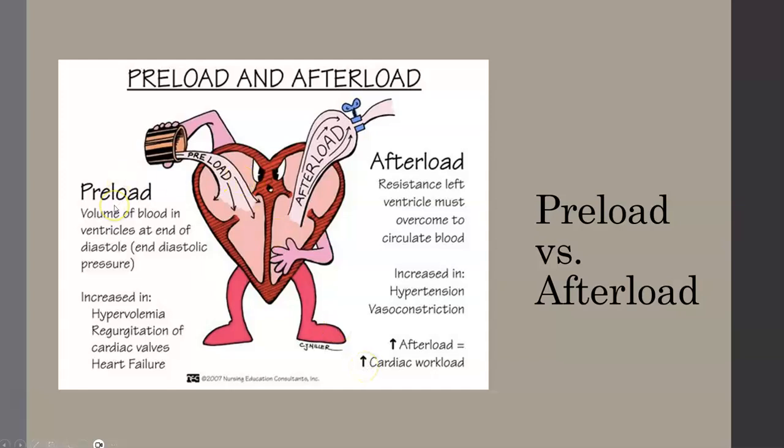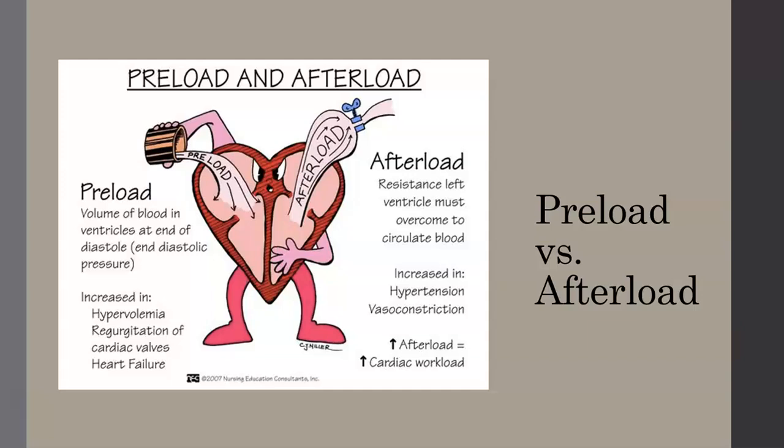So preload, we often equate to our CVP. And then afterload, we equate it to our SVR, or our systemic vascular resistance. And we're going to talk about that in a minute. So preload is commonly referred to as filling pressures. These pressures include our pulmonary artery diastolic pressures, or PADP, and our PAOP, or our wedge pressures, which measure the preload in the left side of the heart, and then CVP, which measures preload in the right side of the heart.